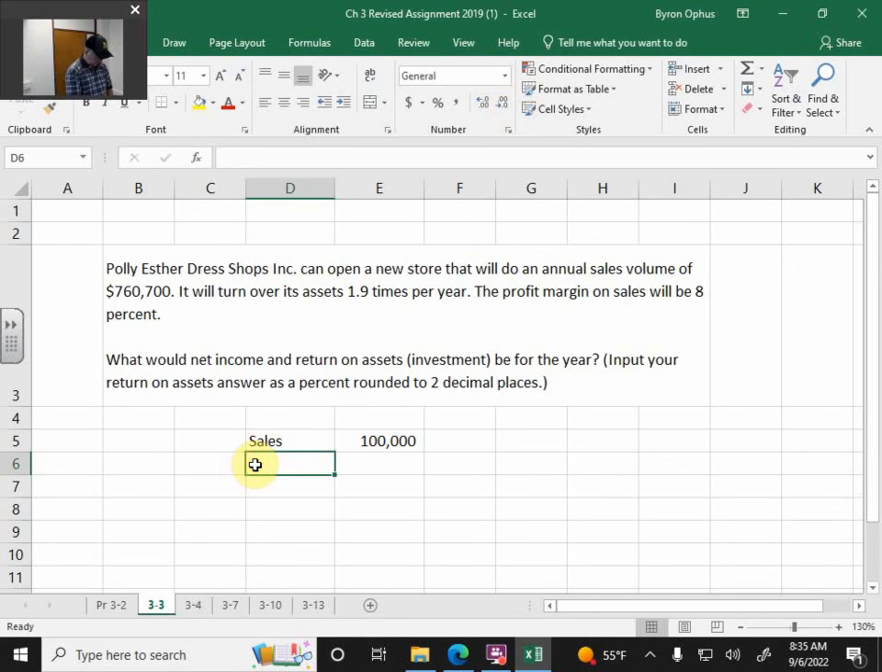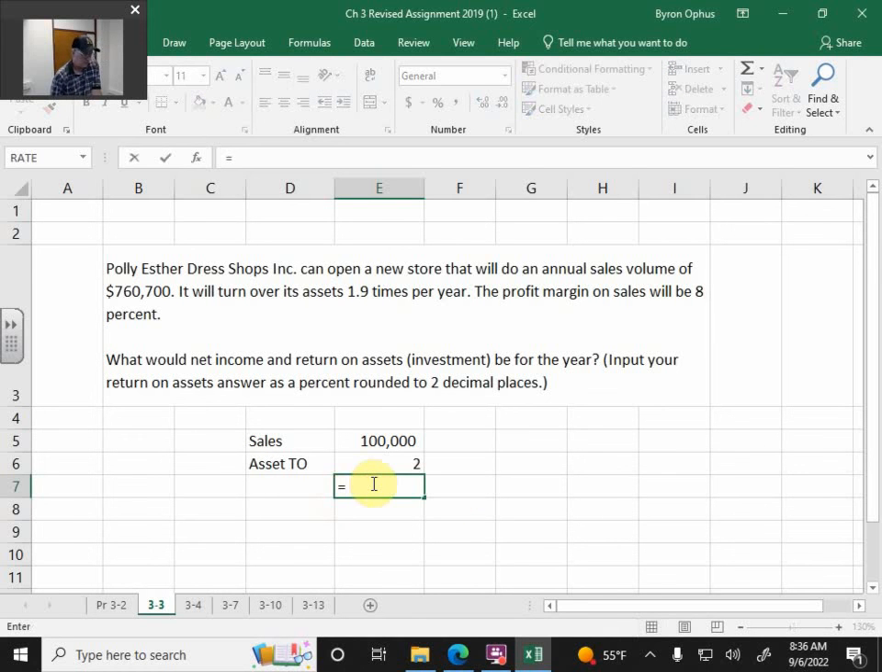And its asset turnover is 2, right? So what are its assets then? This means that it's turning its assets over twice in the course of the year, right? So what are its assets? That's pretty simple, right? This should be equal to this divided by that, 50,000. So the company has total assets of $50,000.